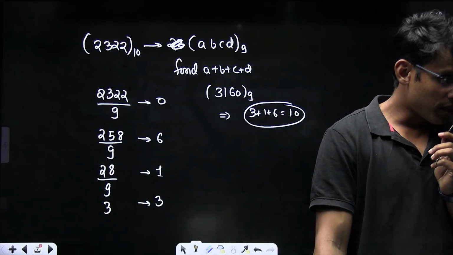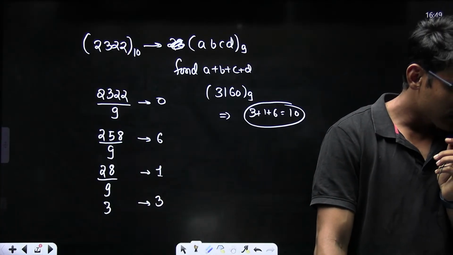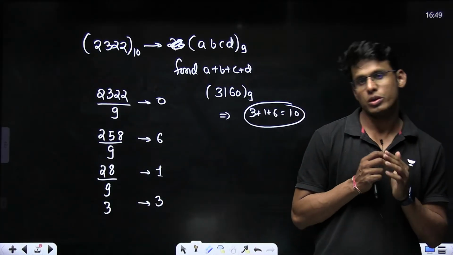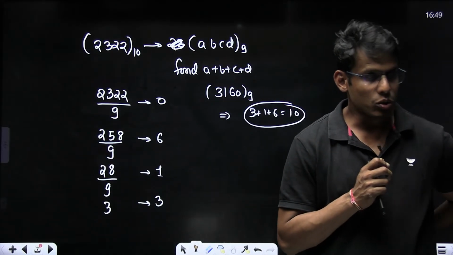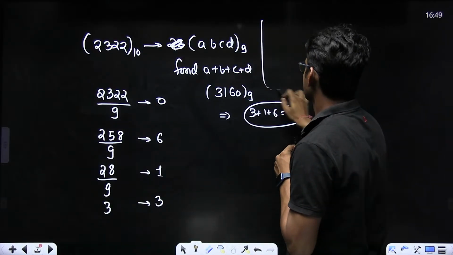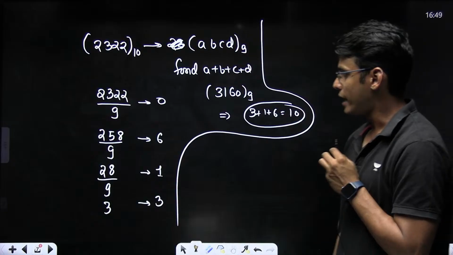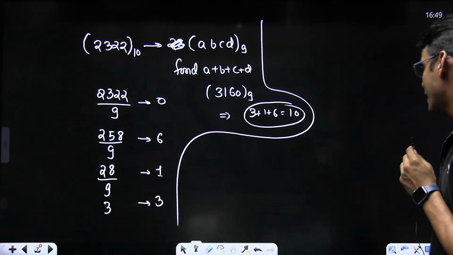This means if a number is larger than a number in base 10, then its base is less than 10. Yes. You can definitely conclude this. Okay. Right? I hope I am making sense here.